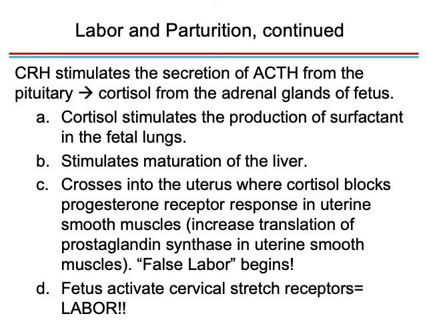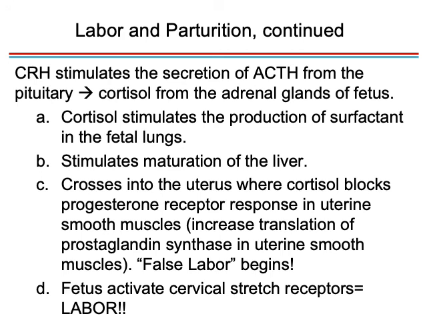Okay, so cortisol stimulates the production of surfactant, drawing out of the liquid, and maturation of liver cells. But fetal cortisol is high enough that it moves out of the fetus and into the uterine smooth muscles. It's a steroid, so nothing is going to block it from going in, especially in a liquid environment. And these levels of cortisol are high enough that it can get to the smooth muscle of the uterus.